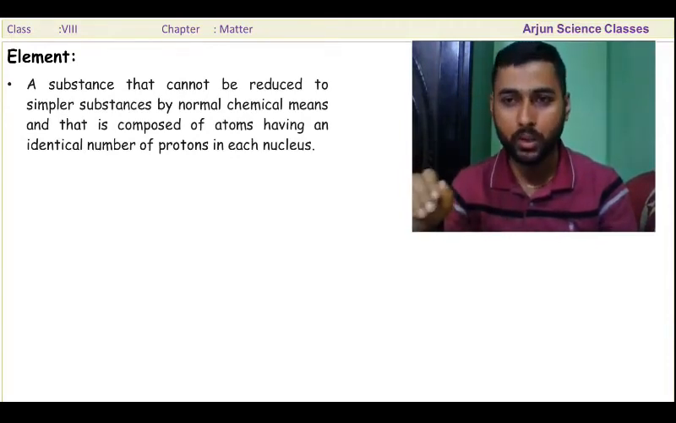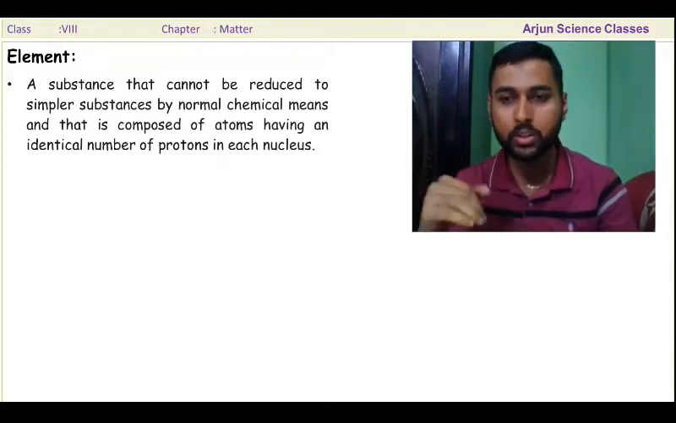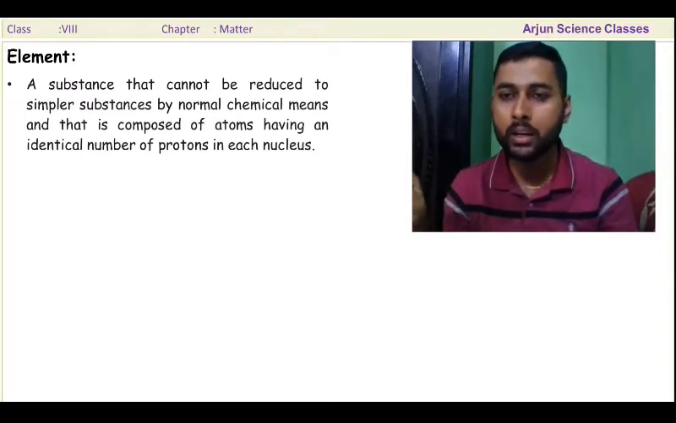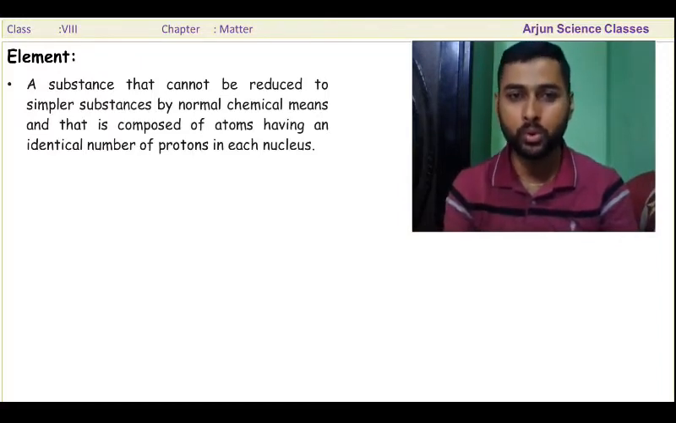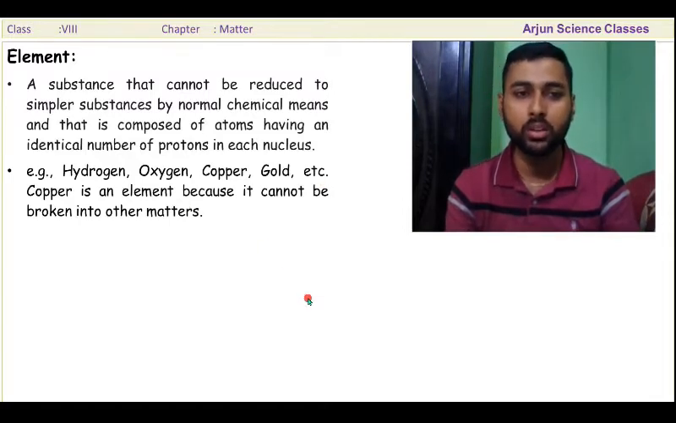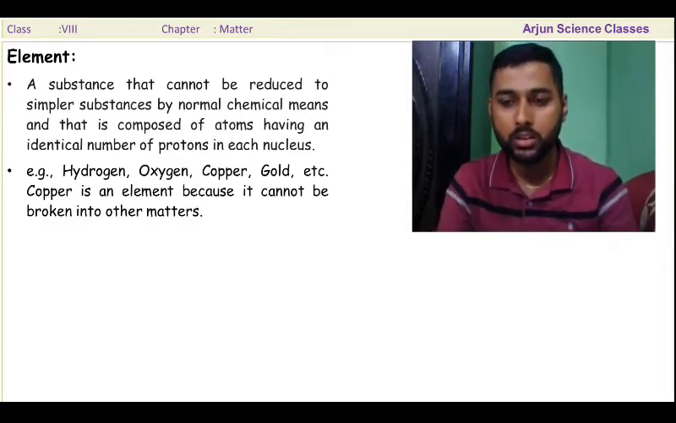For example, gold is an element, iron is an element, hydrogen is an element, helium is an element. Gold cannot be reduced into simpler substance. Iron cannot be reduced into simpler substance by normal chemical means, and it is composed of atoms having the same number of protons in each nucleus. Examples: hydrogen, oxygen, copper, gold. They are elements because they cannot be broken into other matter, simpler substance.